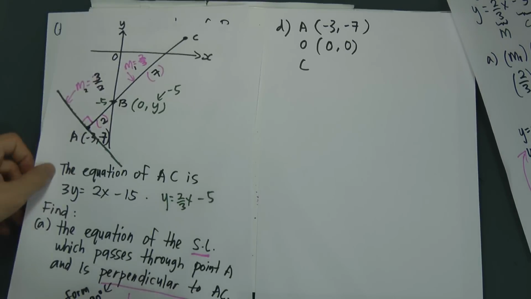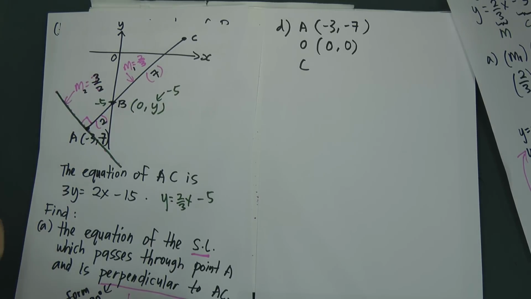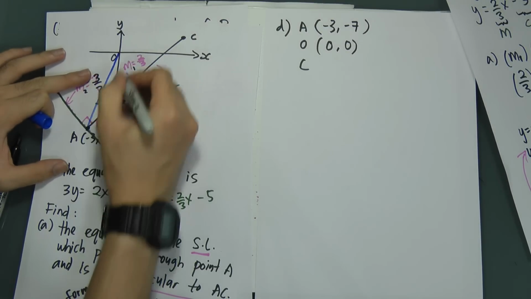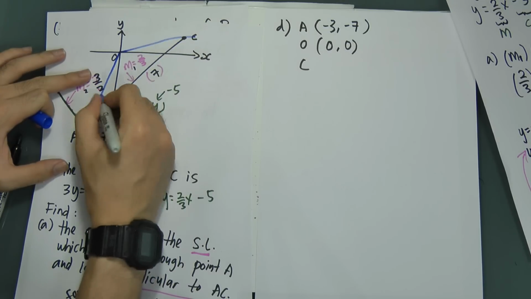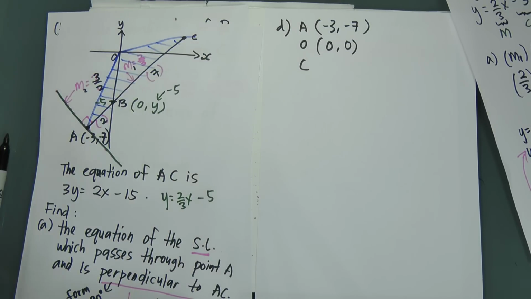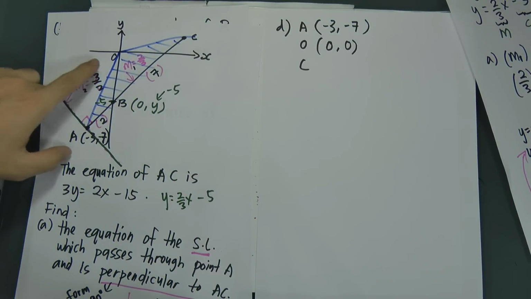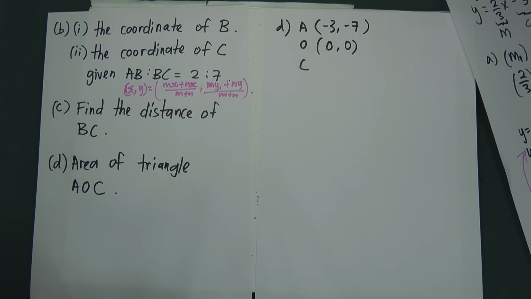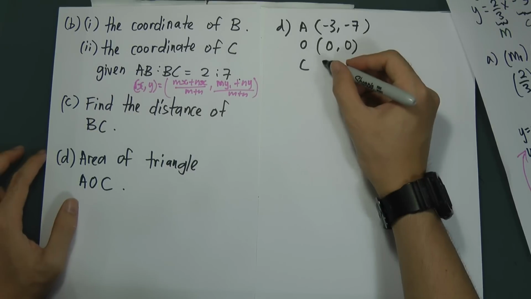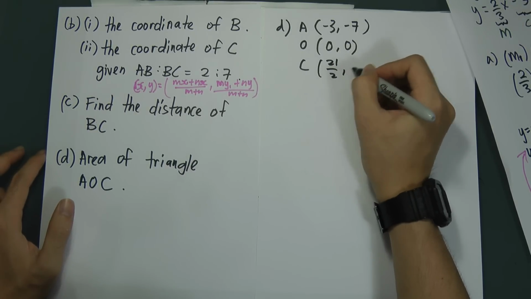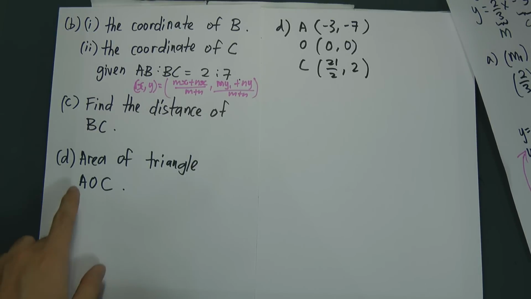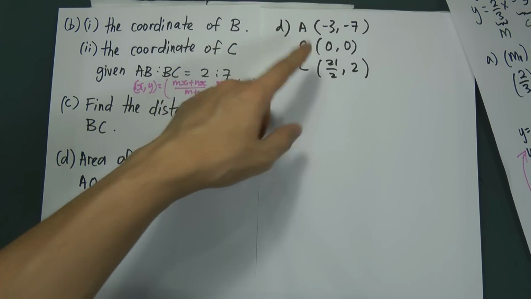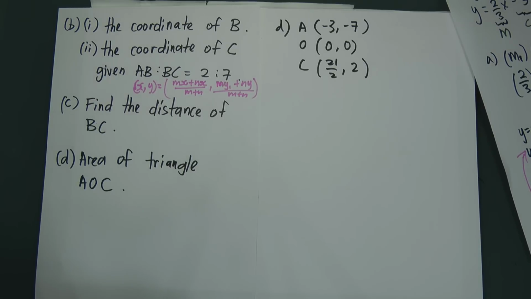Okay. Means he asks you to find this area, A, O, and C. He wants to find this area. Okay, A, O, C. So O over here is 0, 0. Okay, and then C, what's the coordinate for C? We just got C is 21/2, 2. Okay. Because I say, if he asks you to find the area AOC, you please write the coordinates A, O, and C. It will make things very simple.